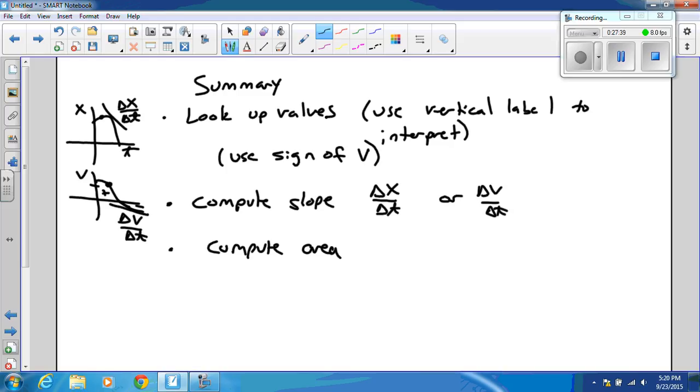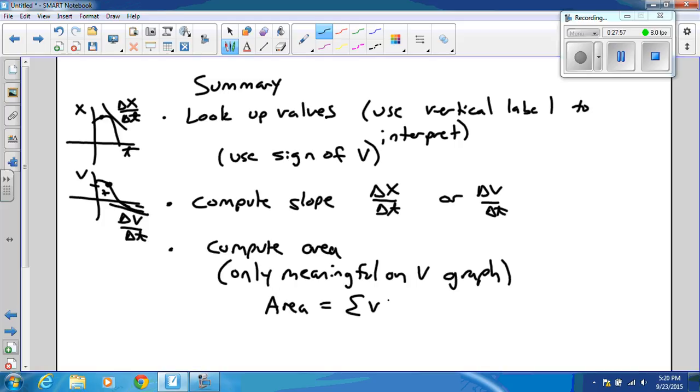And then finally, I can compute area. My slopes were written delta x over delta t or delta v over delta t. The area is only meaningful on a velocity graph. And that area can be written as the sum of velocity times time. And when I add up velocity times time, what that gives me is the total displacement for that time interval.